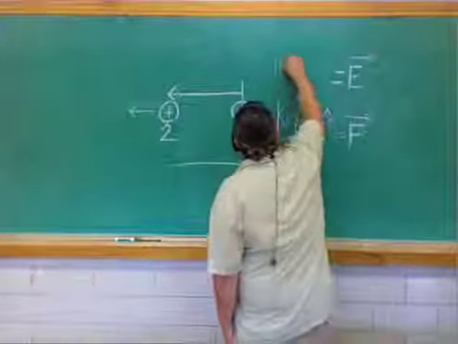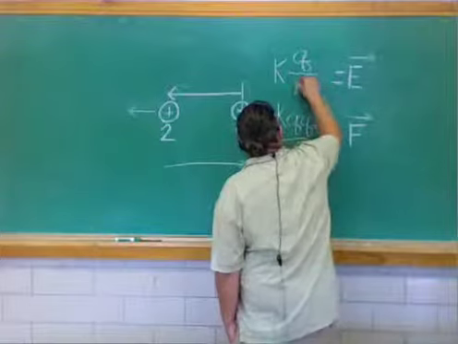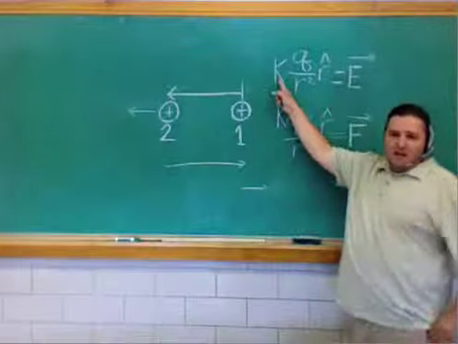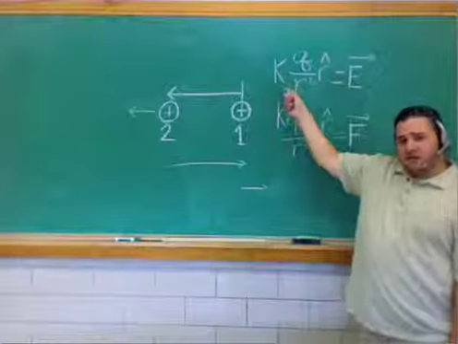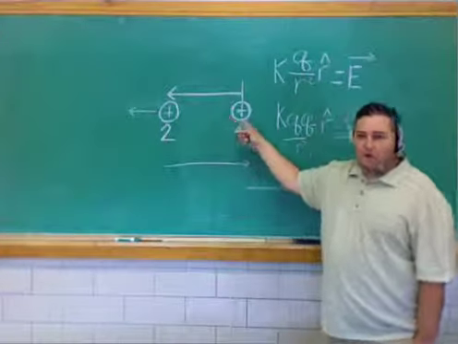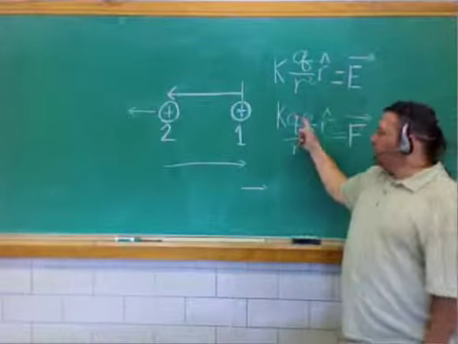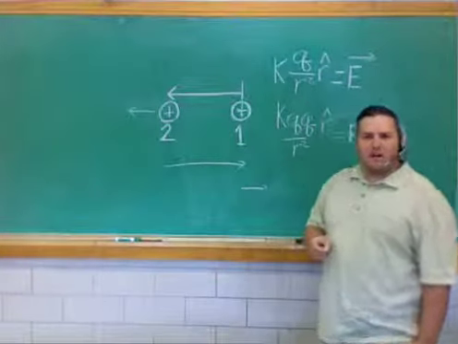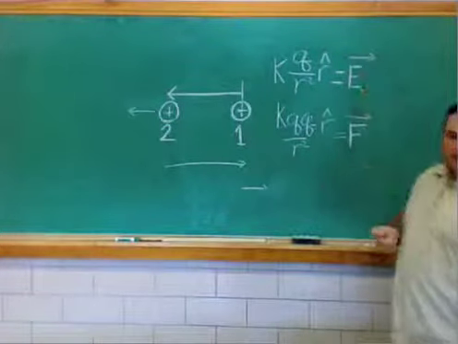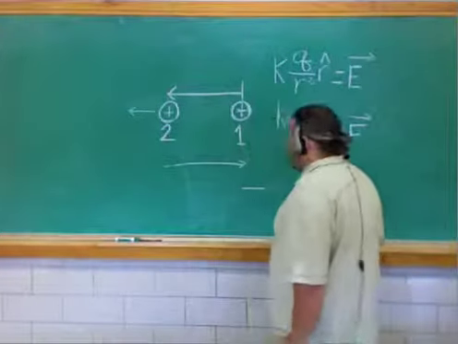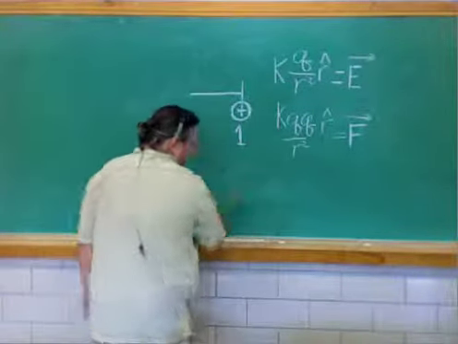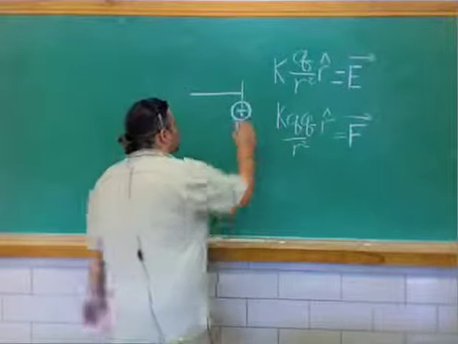I'm left with KQ over R squared R hat. That's my equation for a field. K, the permeability constant of the universe for electrostatic fields. Q, a coulomb, the charge 1 here. R squared, the radius, well, we don't really have a radius, but we'll talk about that in a second. R hat to give me my direction, and then is equal to my electrostatic field. Okay, so what I've done is I've divided this charge out. It is now gone. Okay, and I'm only left with this single charge.